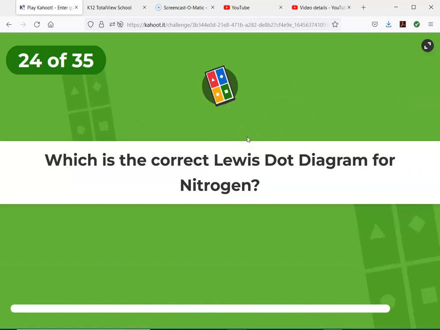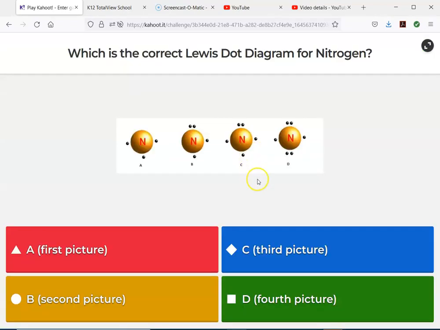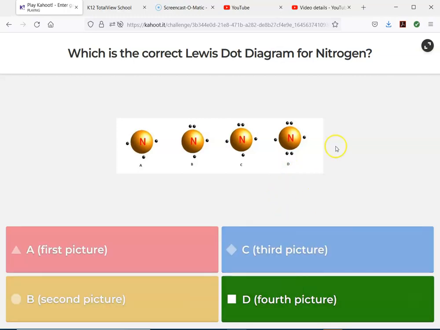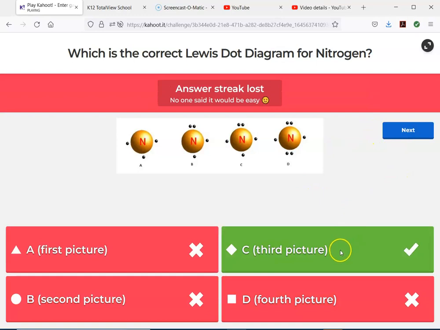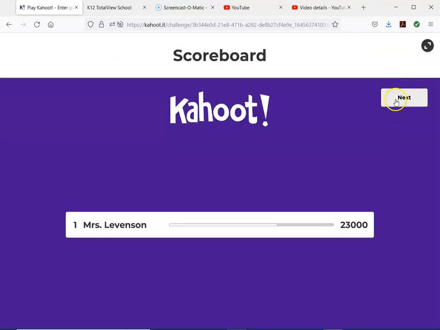Which is the correct Lewis dot diagram for nitrogen? Well, if you look up a periodic table, you will see that nitrogen is in group 15, and so it should have 5 valence electrons. The only one with 5 valence electrons is D. Or C. Sorry, 2, 4, that's 6. Sorry, C has 5. 1, 2, 3, 4, 5. I knew I was going to mess one of them up. I did say 5. I just picked the wrong picture. Oh, well, you know.